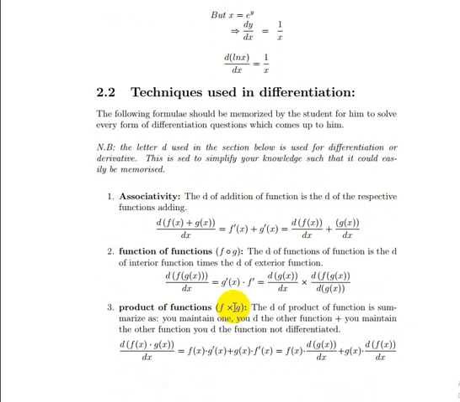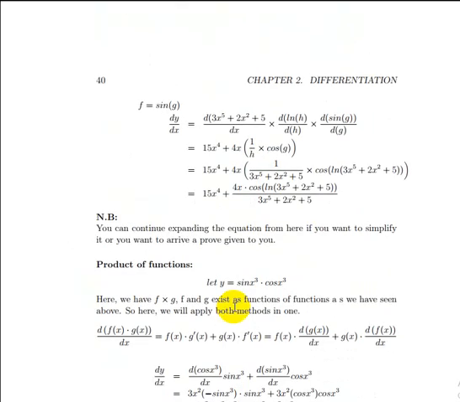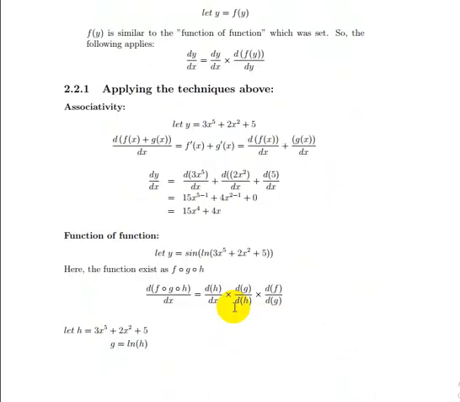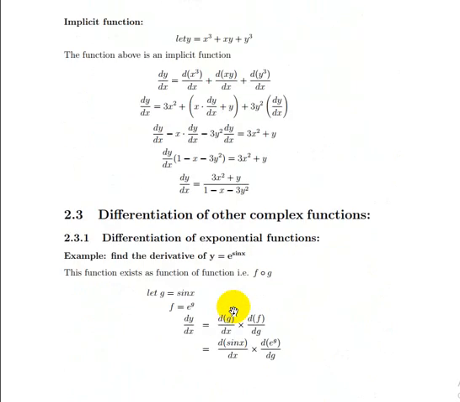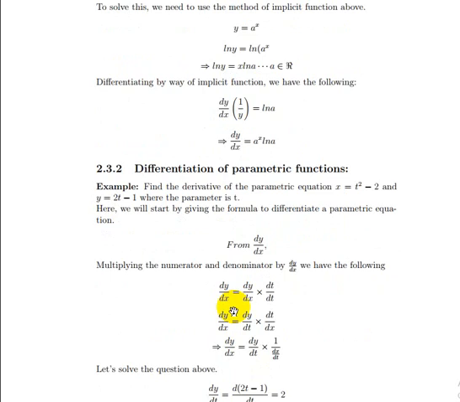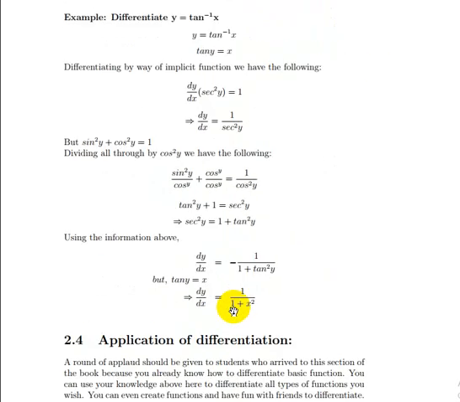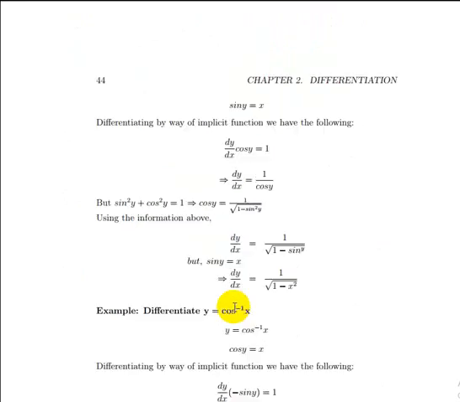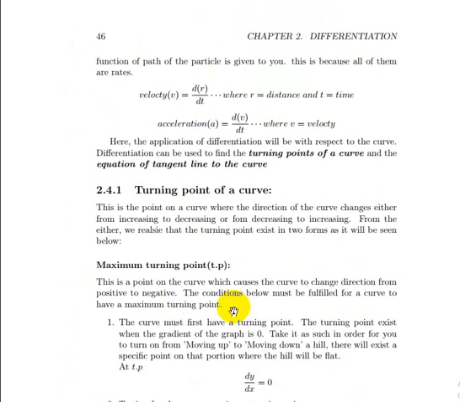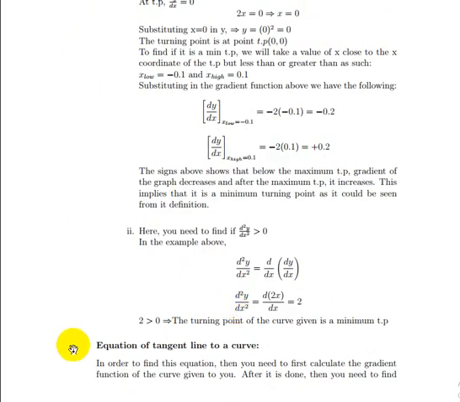There are different techniques of differentiation that you have to use. After knowing the techniques, you need to know how to apply them in different examples, as you've seen here. After knowing the application of different techniques, you need to know the differentiation of parametric functions. After that, you need to know how to differentiate trigonometric functions. And lastly, you need to know how to apply differentiation in real life situations with turning points, and how to find the equation of a line, as you have seen here.